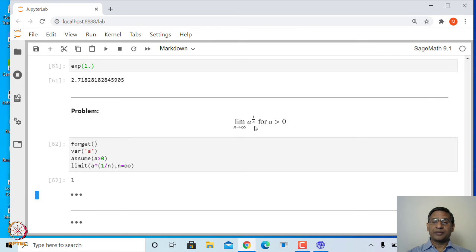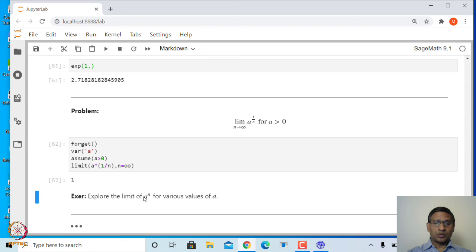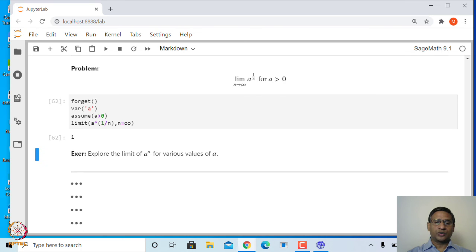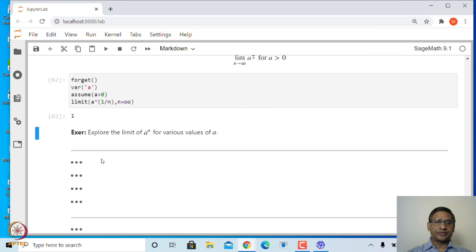And you can explore what happens if a is negative, or you can explore what happens to a to the power n for various values of a. That is again another thing you can explore. You can take various values of a and then see what happens to the limit.